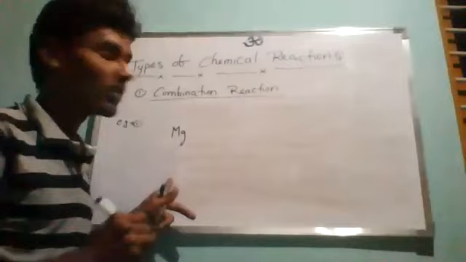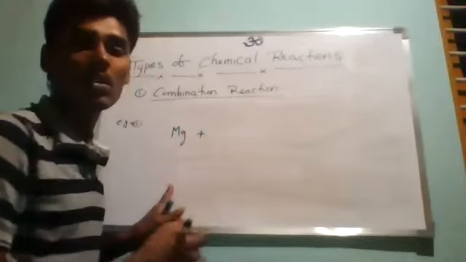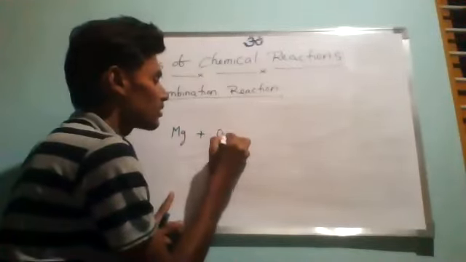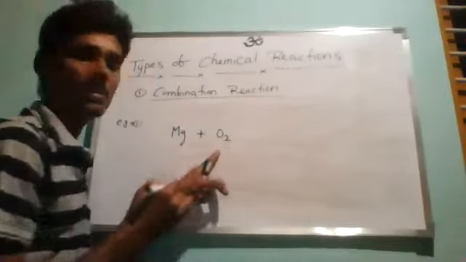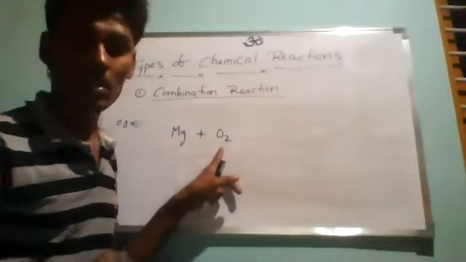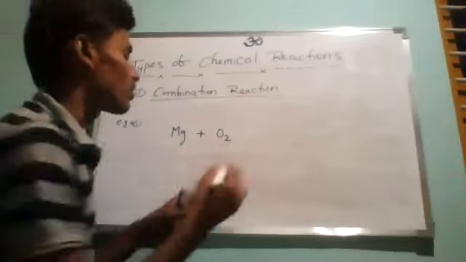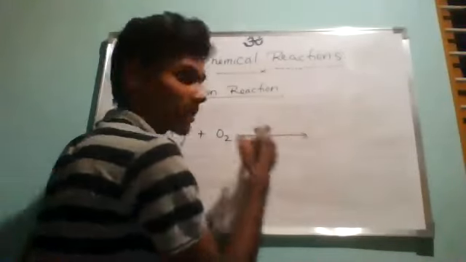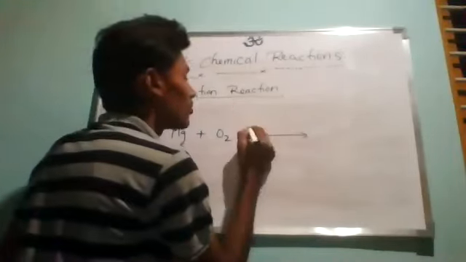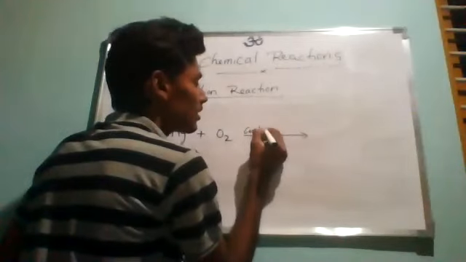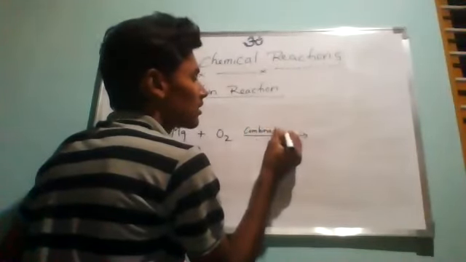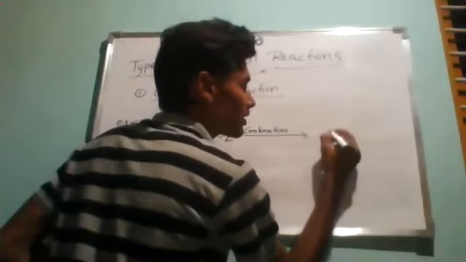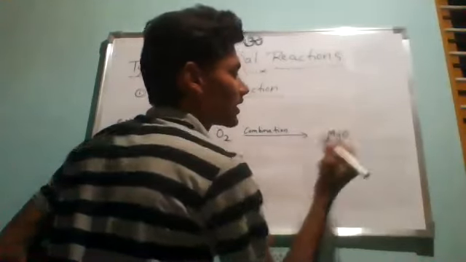Magnesium will burn in the presence of oxygen. The oxygen symbol is O2 because it is a diatomic molecule. The diatomic molecule will react. React means combination, and it will form a compound called magnesium oxide.